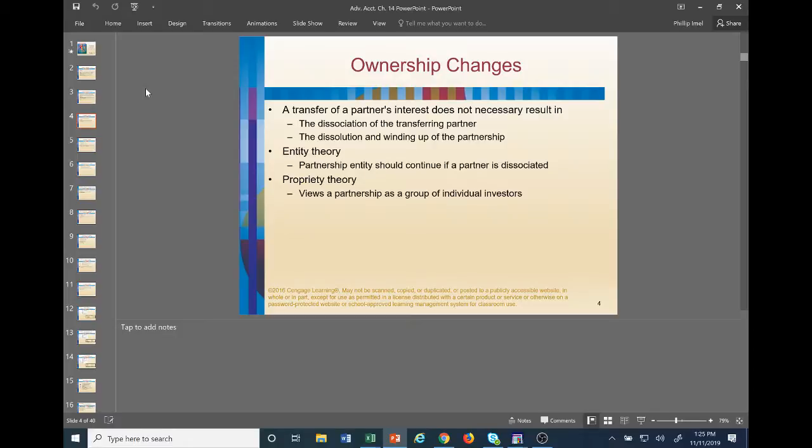Now, the entity theory of a partnership suggests that the partnership entity should continue if a partner is disassociated. Changes in the ownership structure of a partnership are also influenced by the proprietary theory, which views a partnership as a group of individual investors rather than a distinct entity.